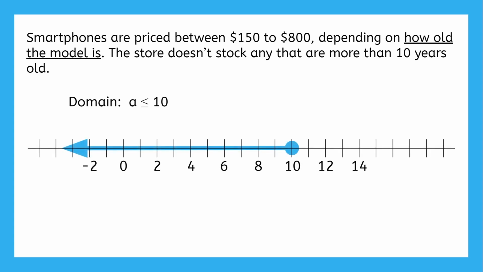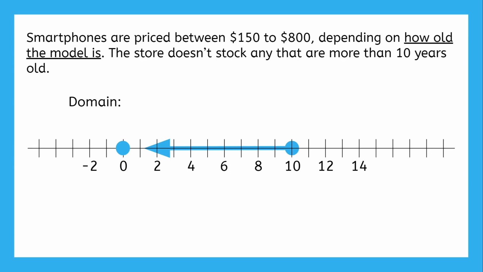Visually, here's a representation of the phone's ages. Wait, hold on a second. What do negative ages mean? It's from the future? I doubt the store sells phones that don't exist yet, so we're going to need to fix our domain. Instead of going forever to the left of 10, we just need it to stop at 0, the age of a phone that just released.